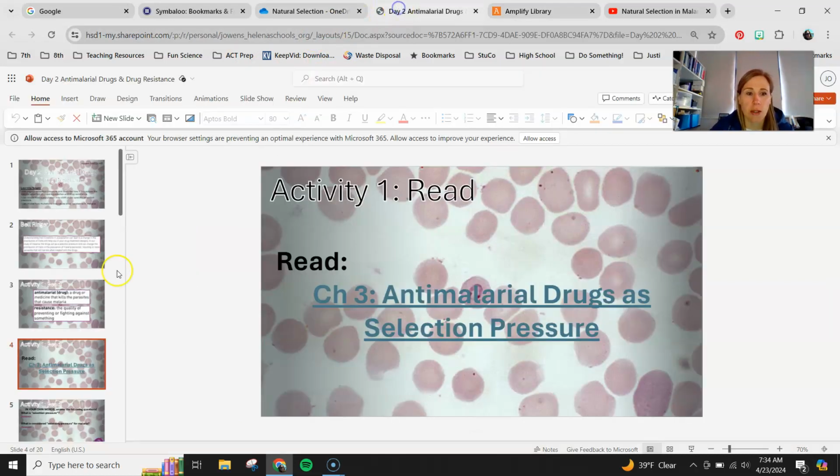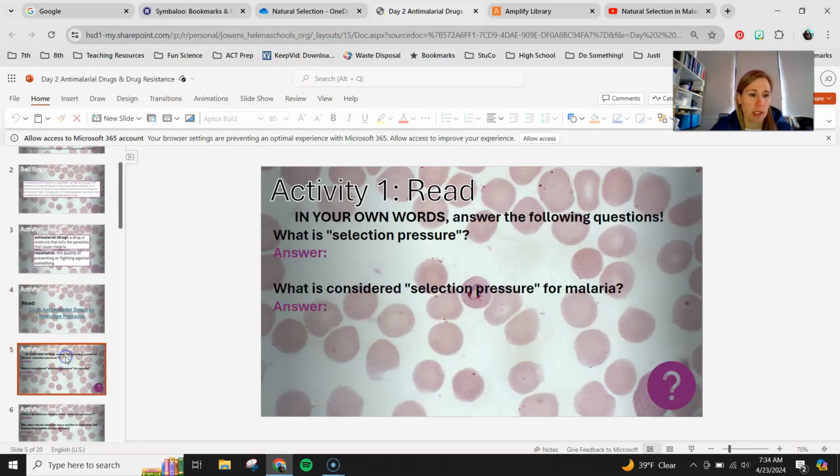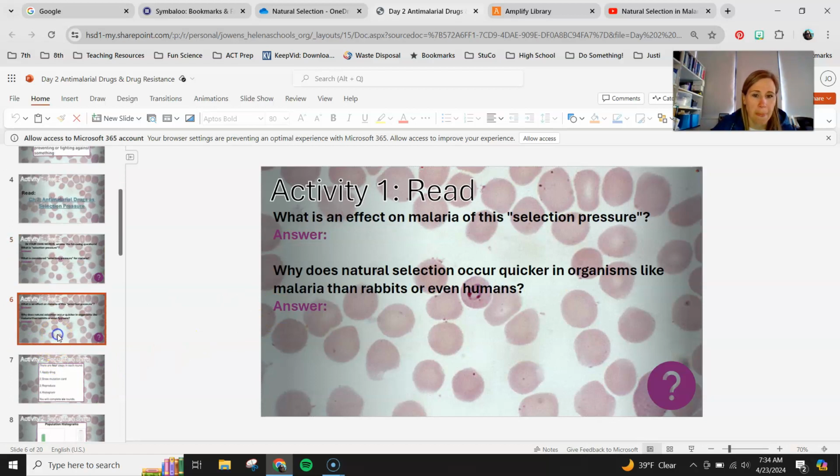When you are reading, you are looking for the answers to these questions. You need to put these in your own words, not copy and paste from the article. What is selection pressure? What is considered selection pressure for malaria? What is an effect on malaria of this selection pressure? What does that selection pressure cause malaria to do, or how does it cause malaria to change? And why does natural selection occur quicker in organisms like malaria than even rabbits or humans? Again, you will have that comparison between the rabbit population and the malaria.